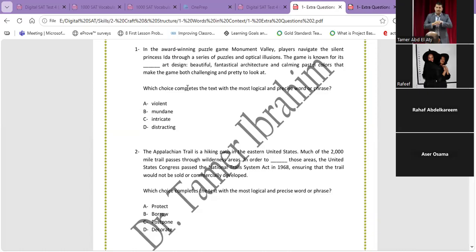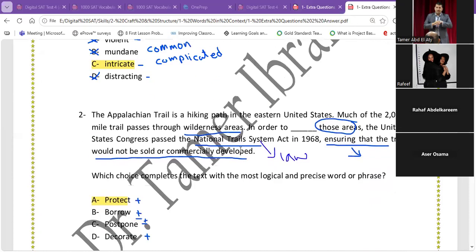Okay, I think all of you got it right. Number 2. Protect, positive. Borrow, neutral. Postpone, neutral. Decorate, positive. And whenever we have neutral, let's go to the context clue.